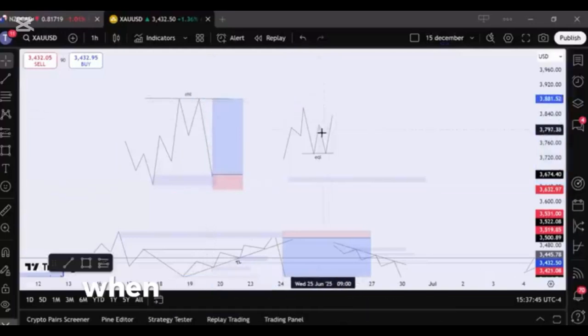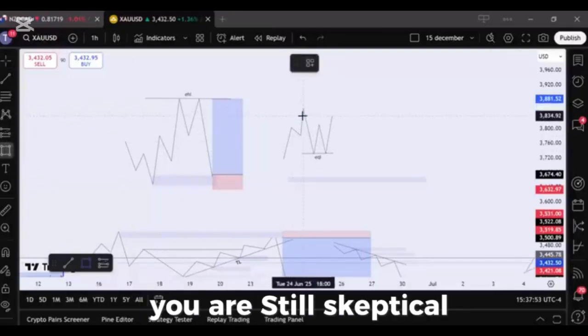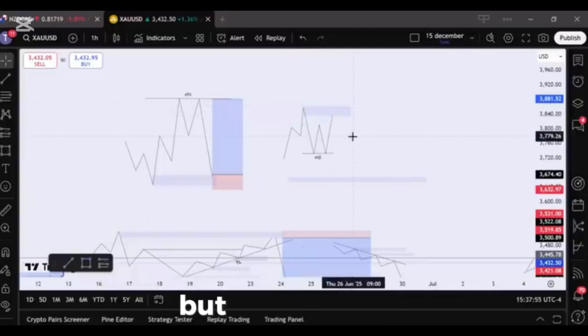And same thing as this, when the market makes an equal low. Let's say you are bearish, and before price approaches your bearish POI, let's say your bearish POI is here, you are still skeptical of where to keep your take profit level, but you observed and saw that the market gave you an equal low, a relative equal low.